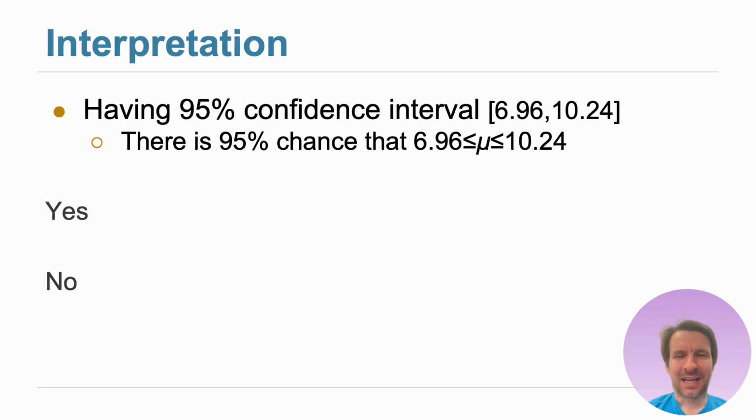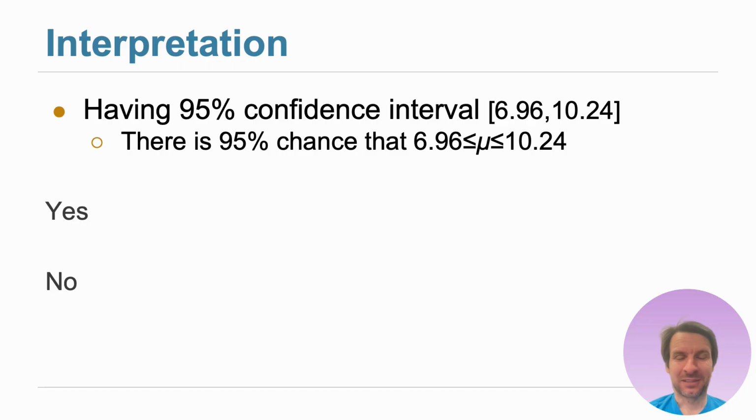Is it true that having a 95% confidence interval means that there is a 95% chance that the mean is inside this interval? Yes or no? Well, it's a tricky question. The answer is no, because the question is wrong, in the sense that there is no chance anymore. The true mean is a number that exists. If you show me an interval, then the true mean is in it or not.